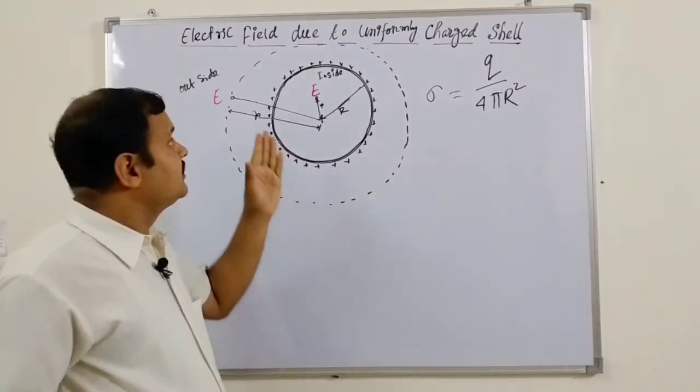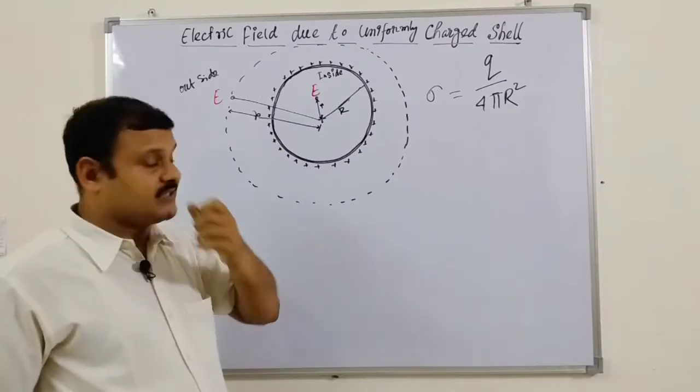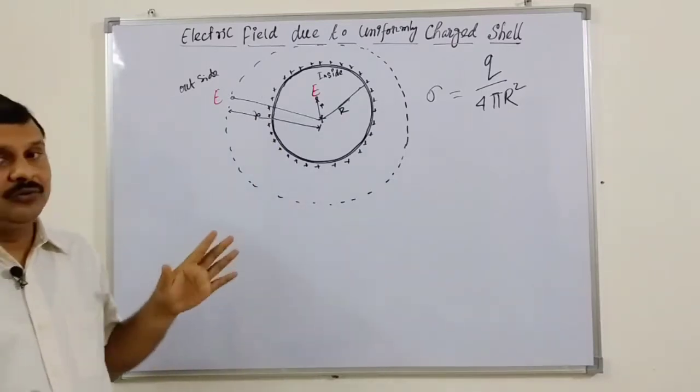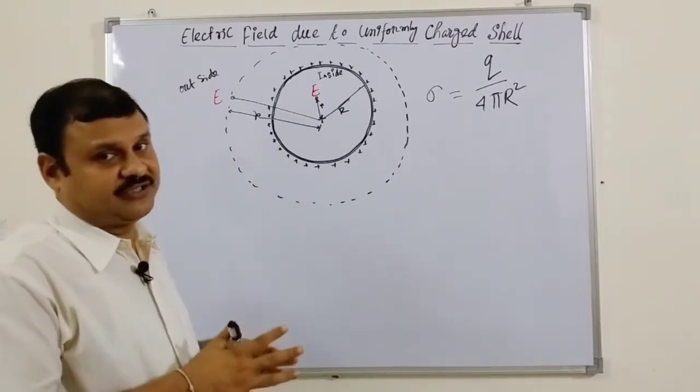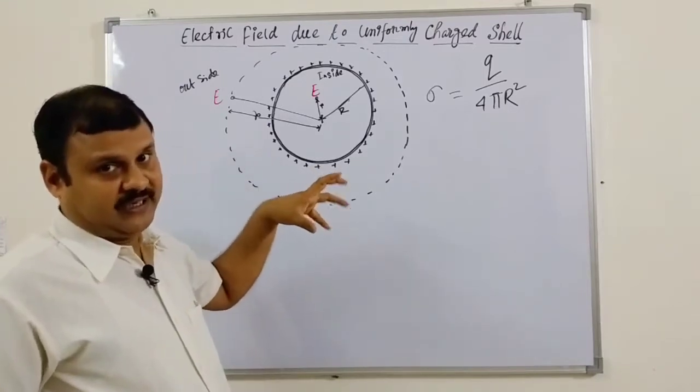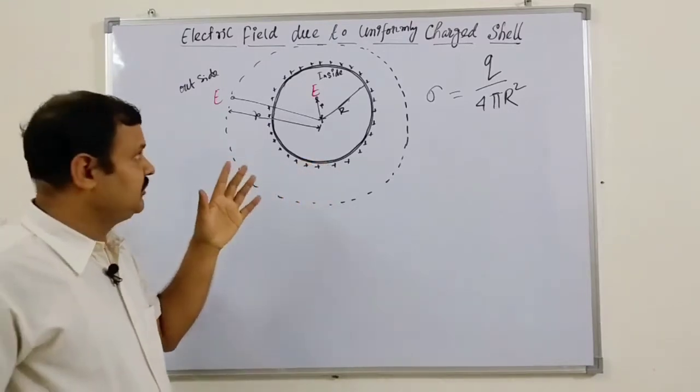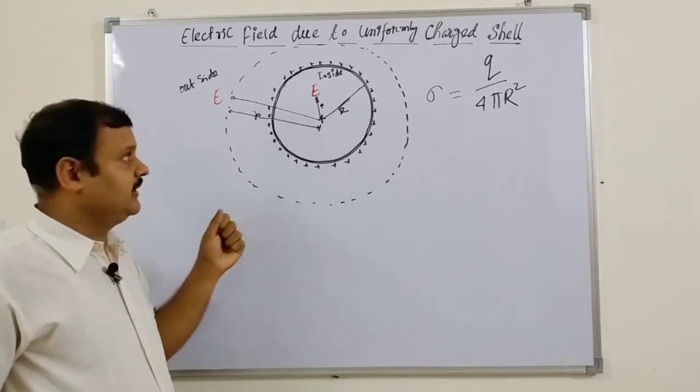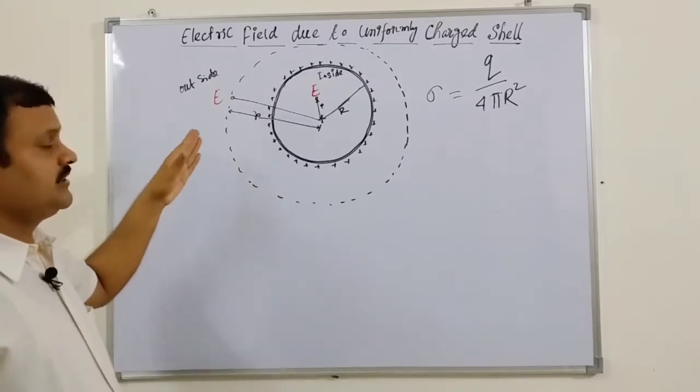So friends, today we'll discuss a uniformly distributed charged shell, and how it can generate an electric field due to its charge, both outside of the shell and inside of the shell, if the charge is uniformly distributed over the shell surface.